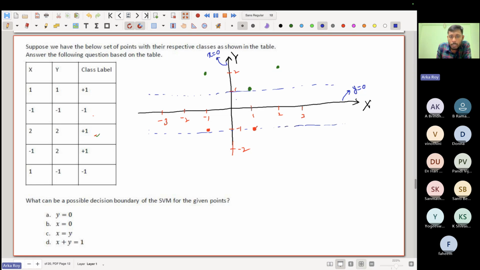Let's say I am at this particular margin. I can see that there are no data points from this class, so I can even increase the margin. At this particular point, I can see that I am hitting a data point. So till this data point, I can increase my margin, and this data point is called the support vector. Similarly, in this direction I can increase the margin, and at this particular point I am hitting some data points from the other class.